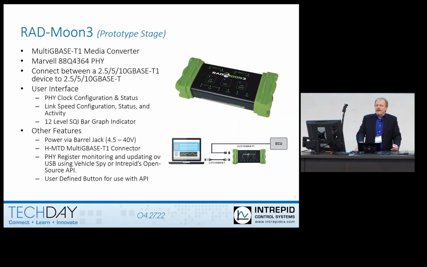We moved to the HMTD Rosenberg connector. It's rated for multi-gigabit traffic. There's also, my understanding is that TE is working on an equivalent part called GemNet, I believe, so they will be intercompatible. Same PHY register monitoring. And in this case, we have an extra button in the interface. We're going to make this button accessible by our API, so however you choose to write your test application, you can use this as an input to change modes, turn on test modes, or trigger an event.